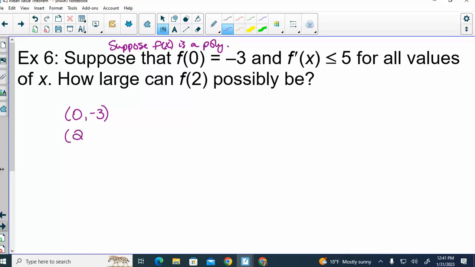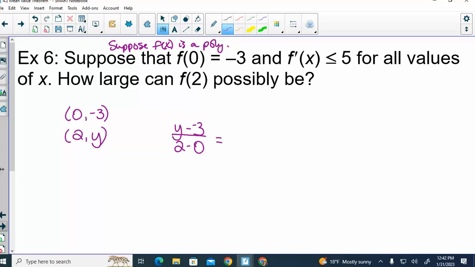The other one, my x is 2, and we don't know the y value. And we're trying to figure out how big can y be. So if it's a polynomial, the mean value theorem has to work. And the mean value theorem says that the derivative has to equal the slope between these things, right? So my slope between them, y sub 2, the biggest that could possibly equal? 5, because I told you the biggest the derivative can ever be is 5.